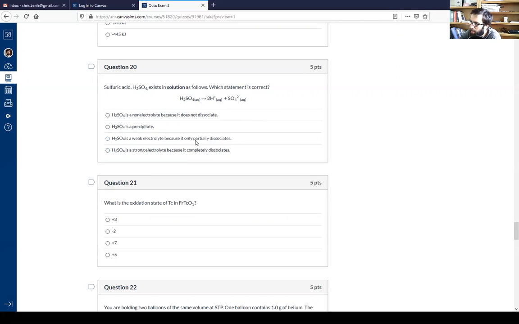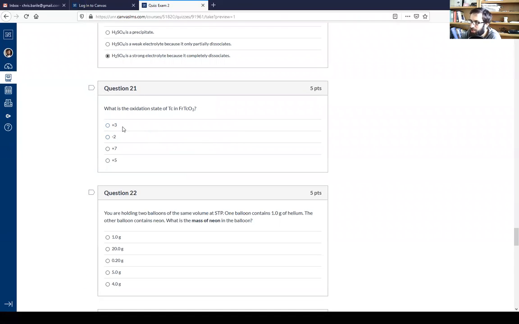It's a weak electrolyte because it only partially dissociates. No, that would mean it had a double-headed arrow, meaning it's going back and forth. It's in equilibrium between these two. That's the definition of a weak electrolyte. So this is a strong electrolyte because when you put sulfuric acid in water, this reaction occurs to essentially 100%. It's all going to ions.